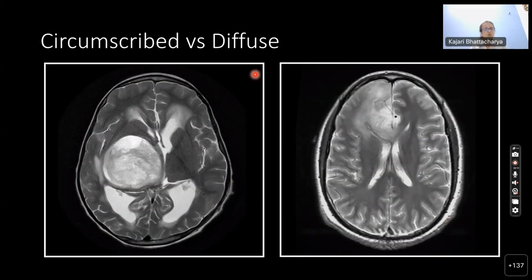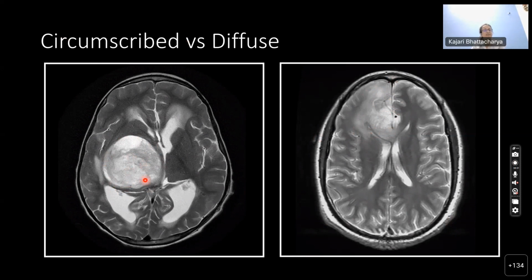So the first thing is how to differentiate between a circumscribed and a diffuse lesion. Here we can see this is a lesion which is present in the right frontal lobe. The margins of the lesion are not well delineated, so this is a diffuse lesion. Whereas in this case, the margin of the lesion is so nicely appreciated. It's very well circumscribed. So this is how you differentiate between a diffuse and a circumscribed tumor.